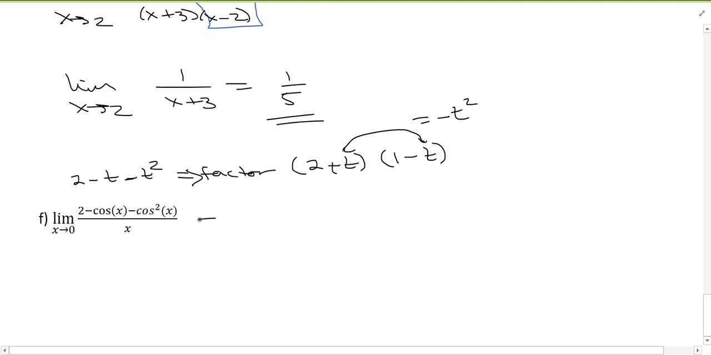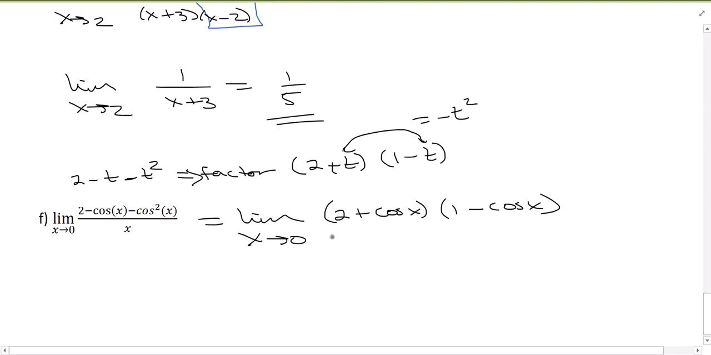But this is cosine. So that means I can rewrite this as the limit as x goes to 0 of, let me use the same factoring, 2 plus cosine x and 1 minus cosine x all over x. And so let's double check it. 2 times 1 is 2. 2 times negative cosine x is negative 2 cosine x, plus cosine x, so that will give me negative 2 plus 1, which is negative cosine x. And then cosine x and negative cosine x is negative cosine squared. So that is the correct factorization.